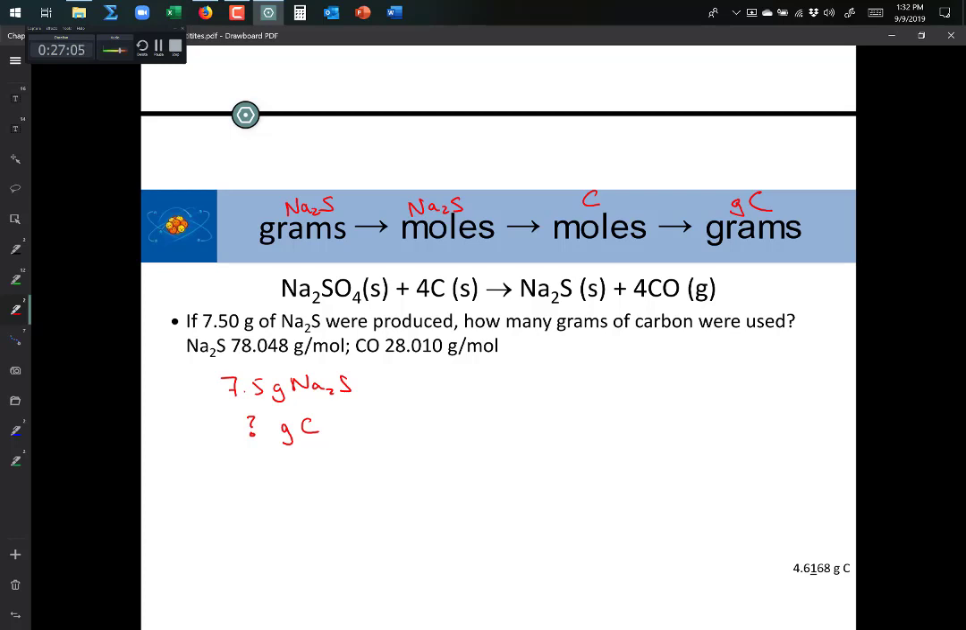So we're looking for grams of carbon, and we're going to start with grams of sodium sulfide. Go ahead and you guys set up the rest of the problem and then I'll write it out. But how are you going to go from grams of sodium sulfide to moles of sodium sulfide, from the mole to mole?